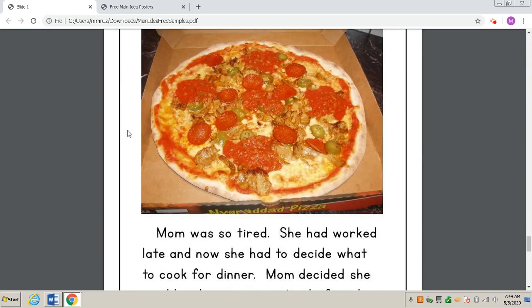Oh, that pizza looks good. Even this morning it looks good. Pizza for breakfast is always a good choice, my friends.